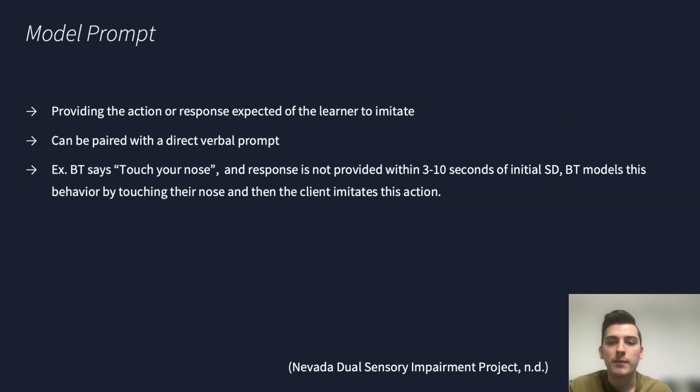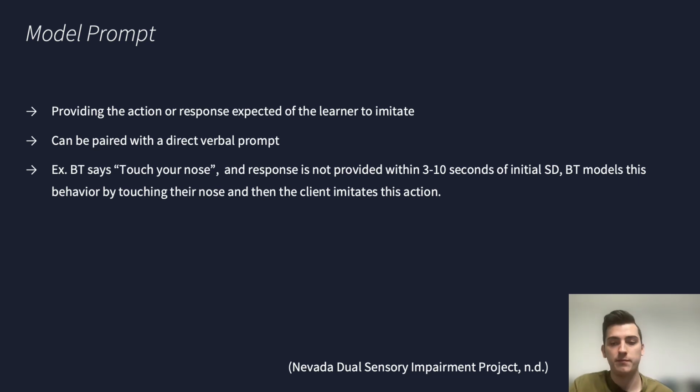Moving into a model prompt, this consists of providing the action or response expected of the learner to then imitate. This form of prompt can also be paired with a direct verbal prompt. An example of what this looks like is when a BT says, "Touch your nose," and the response is not provided within the 3 to 10 seconds of the initial SD. The BT will then model the behavior of touching their nose, and the client imitates that action of then touching their nose.